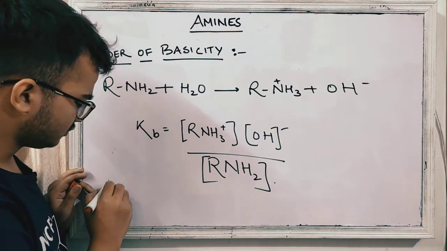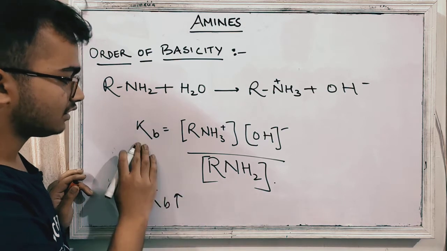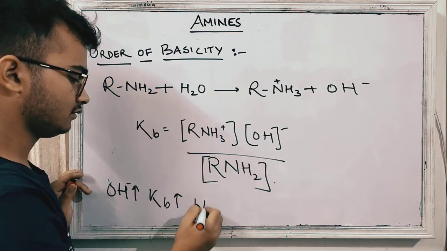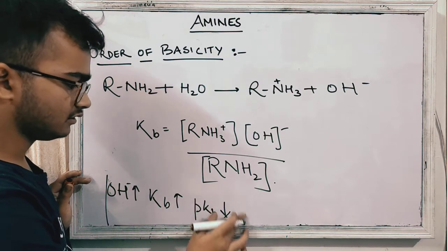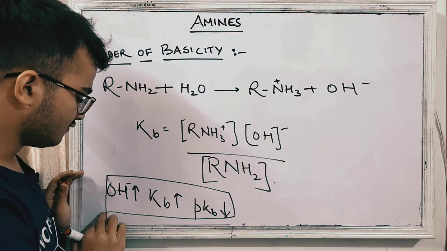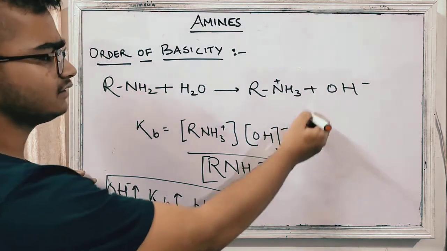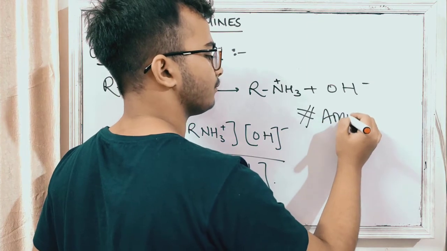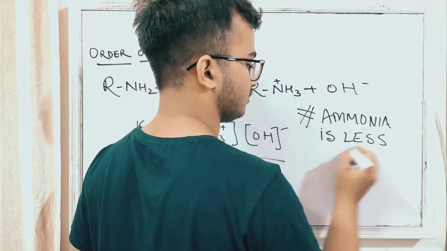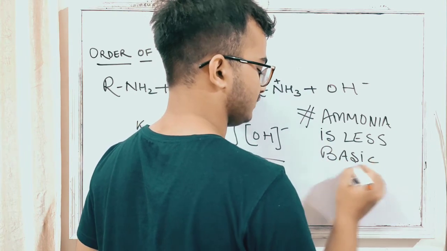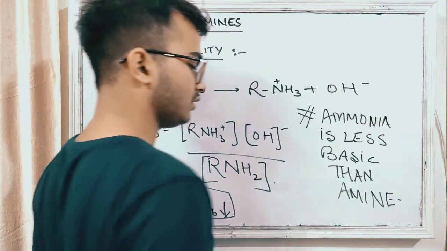Now here, when you see a thing, when you increase the OH minus, the Kb increases, and if you take the log of this, that is pKb, it gets decreased. So, you have to remember this relation. In the question it may come which is having more Kb and which is having more pKb value, right. So, remember a fact that ammonia is less basic than amine. Clear? So, copy it up to this much.